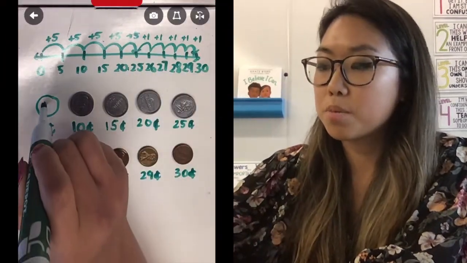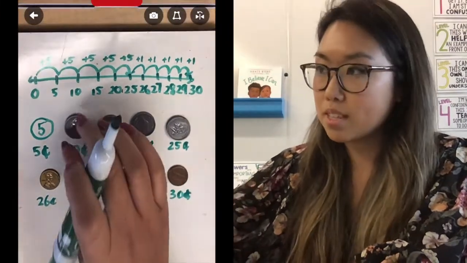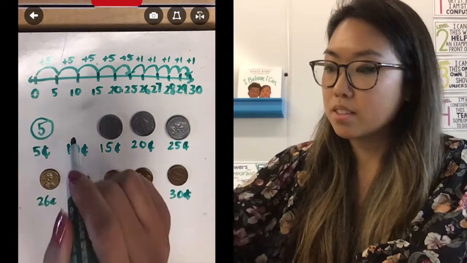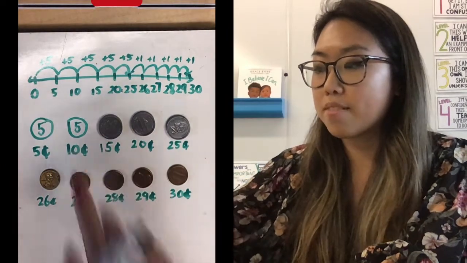Now remember, if you don't have coins, you are always more than welcome to put in your own resources. So you can put a 5 cent here instead. You can always label these differently based on the resources you have at home.